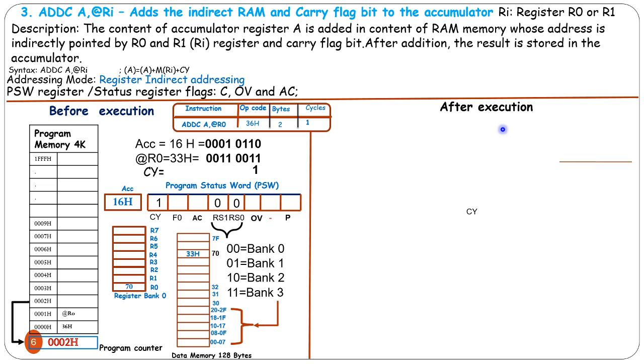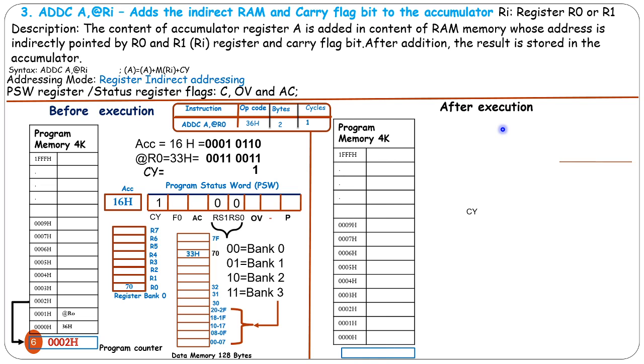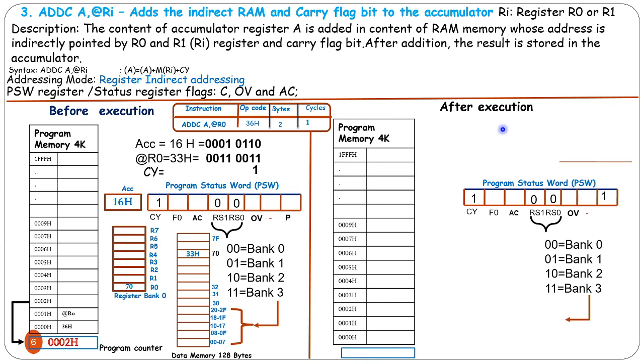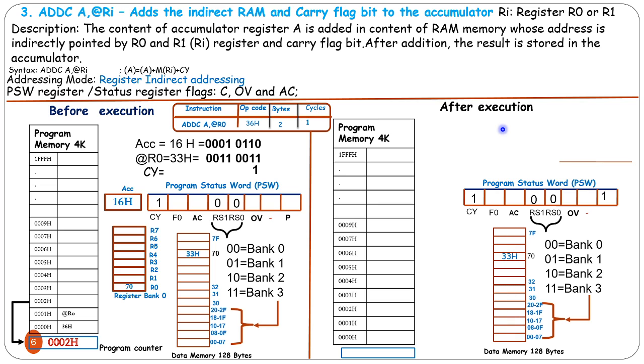After execution, what happens? The program counter and this value will remain the same. The program status word register again will not change. Now the bank gives us the content, that is R0.